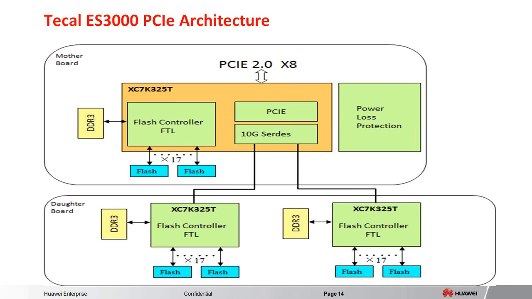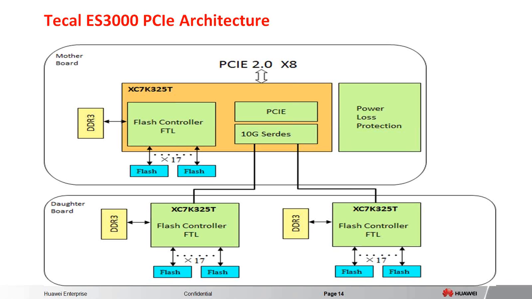So I'm presenting to you the architecture of the PCIe flash that we have and how we achieve our performance. If you look at it, not only do we have PCIe 2.0 x8, we have two boards, two motherboards. The main motherboard has one controller, on the left-hand side with the x17 flash. Then, of course, we do support the 10 gig servers.